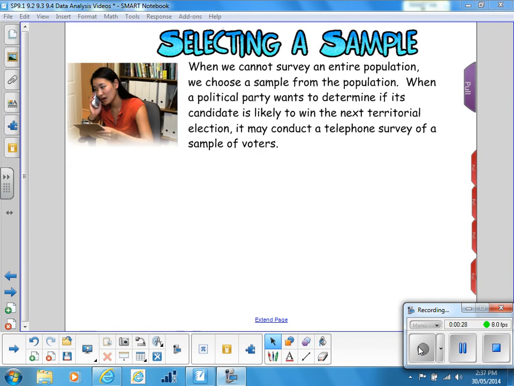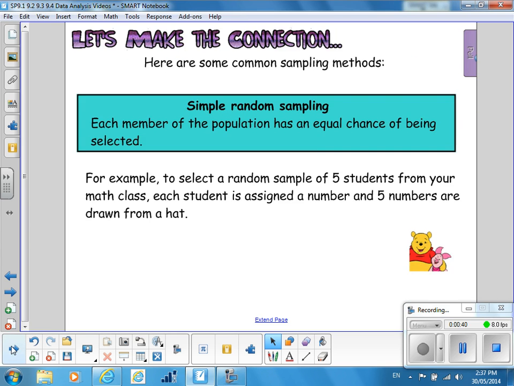And these are things that you need to start to keep in mind when you see statistics in the media. You have to ask yourself, who did they survey? What sample did they choose? Did they choose a nice representation of the population? So here are some ways that we can select samples.